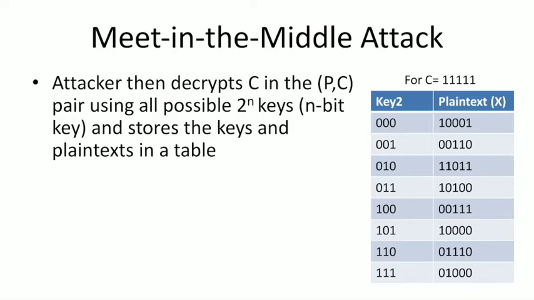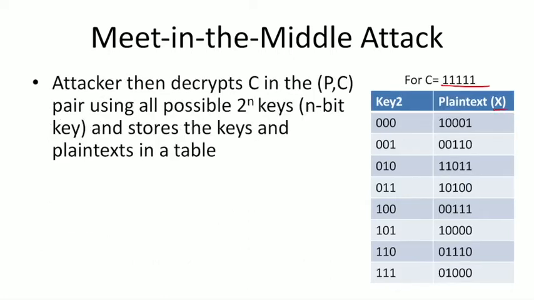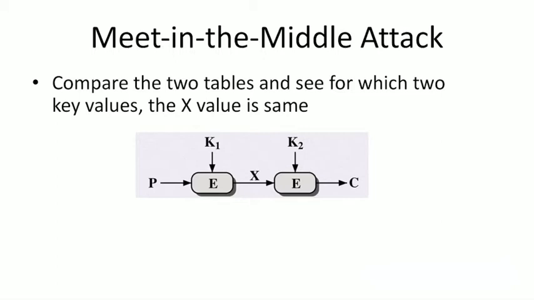The attacker then decrypts the ciphertext in this pair using all possible 2 raised to power n keys, again with n-bit key length, and then stores the resulting plaintexts with the corresponding keys in another table. So let's say this table here has the plaintext resulting from applying all possible 8 keys for a 3-bit key value on our ciphertext, which was all ones in that plaintext ciphertext pair. And we refer to these plaintext values as X values, just like previously, all these ciphertext values are referred to as X.